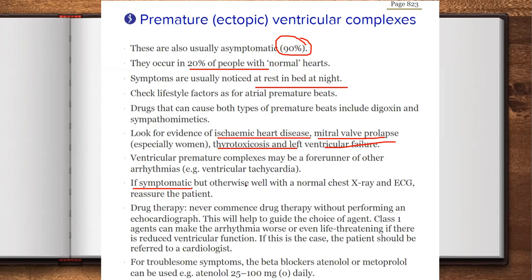If symptomatic but otherwise well, with a normal chest X-ray and ECG, reassure the patient. So our patient is symptomatic because lightheadedness and dizziness are there, but chest X-ray and ECG are normal, and only when you did the Holter, you found the ectopics. So in this case, you can reassure the patient.